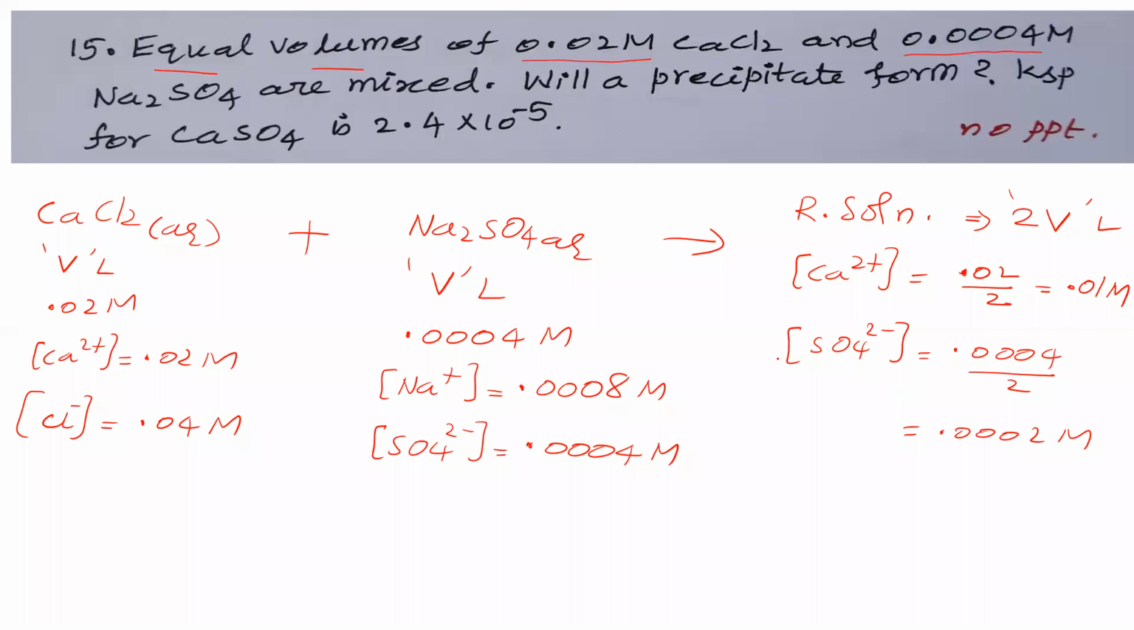Now, on mixing these two solutions, we get the resultant solution. In the resultant solution, what are the salts possible? One possibility is calcium chloride salt. The next possibility is sodium sulfate salt. The next possibility is sodium chloride salt. The next possibility is calcium sulfate salt.